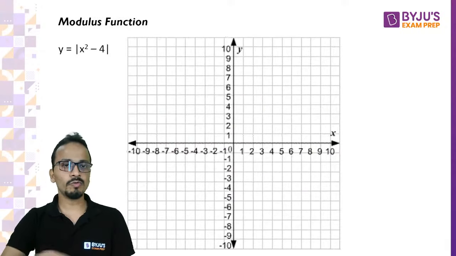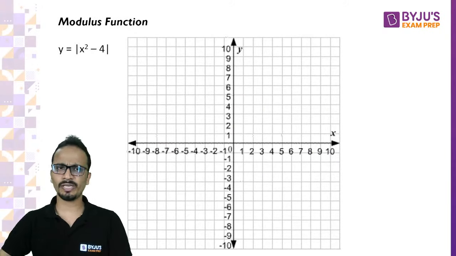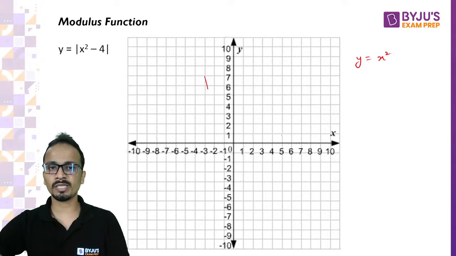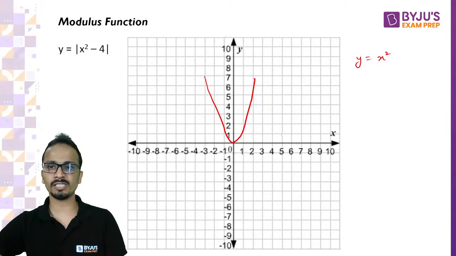All right, let's move ahead and look at the next part. So this is very easy. Here I'll start with y equal to x square. The graph will be something like this, passing through 0, 0, the origin.